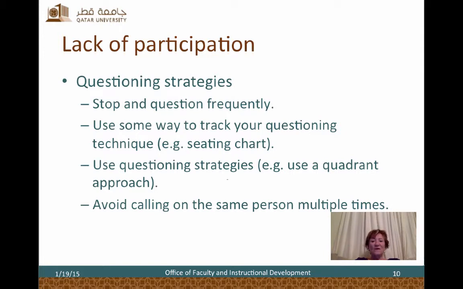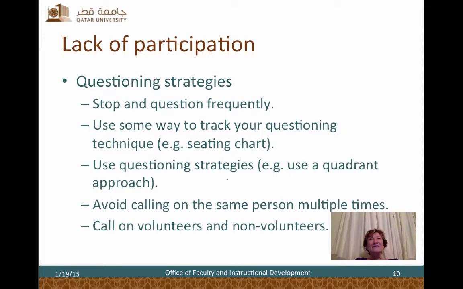Of course, avoid calling on the same person multiple times, even if that person knows all the answers. If they know the answers, they're really not the one you need to call on. You need to call on volunteers and non-volunteers, because the ones who are not volunteering are the ones you want to pull in. And the last thing, especially for at-risk students, is to use plenty of wait time.